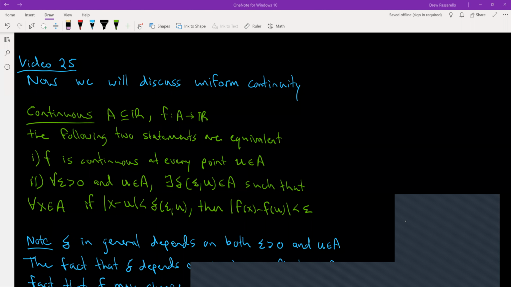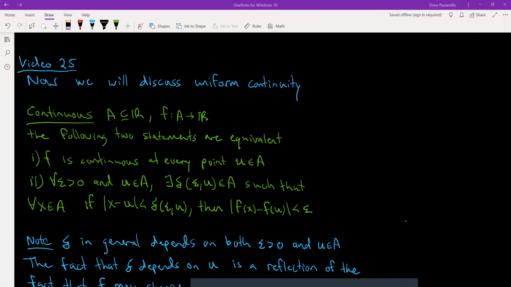All right, so this is video 25 in the behavioral analysis series, and in this video, we're going to talk about uniform continuity. So recall that for a continuous function, you have A as a subset of the reals, and you have a function from A to the reals. And then the following two statements are equivalent.